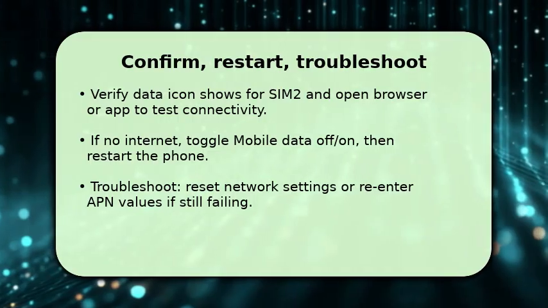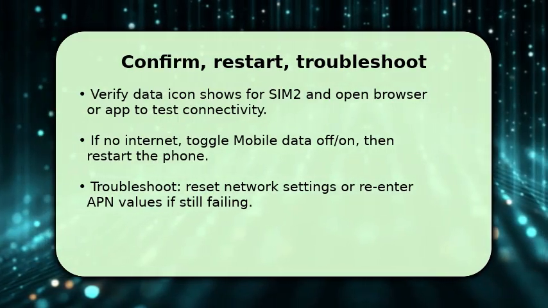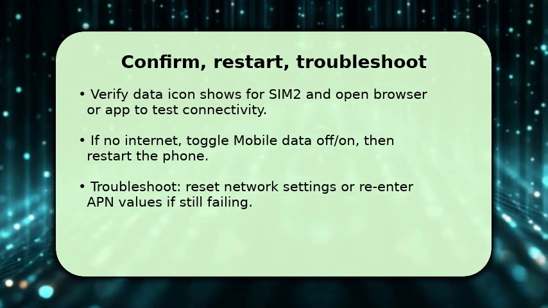If problems persist, reset network settings or manually re-enter SIM2 APN details. That single troubleshooting tip usually resolves persistent connection issues.